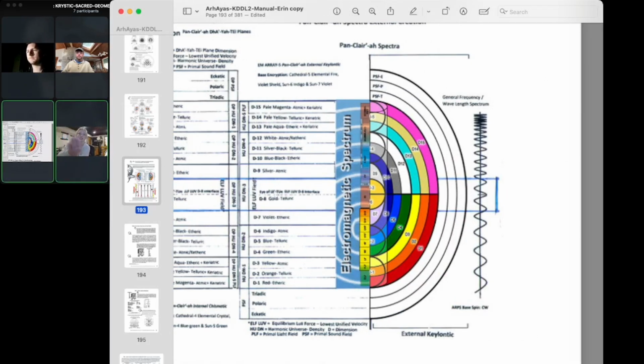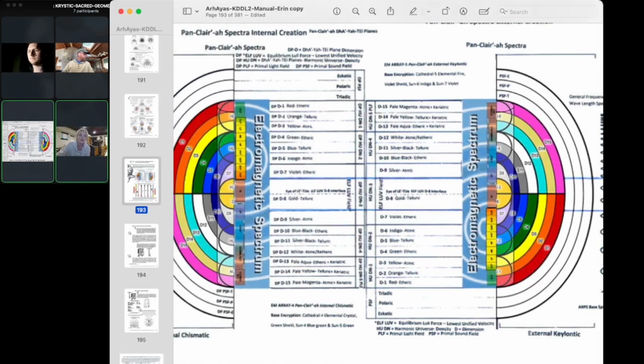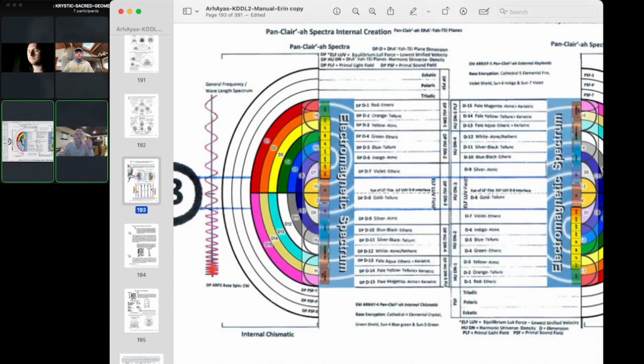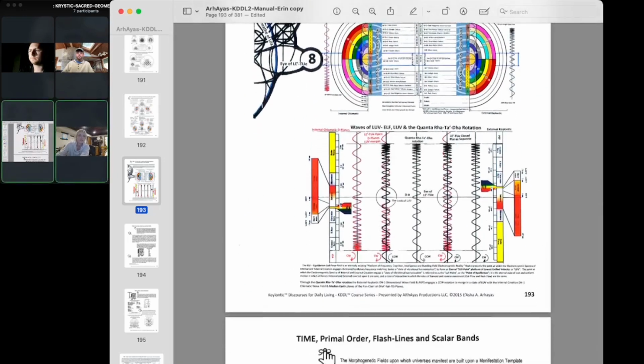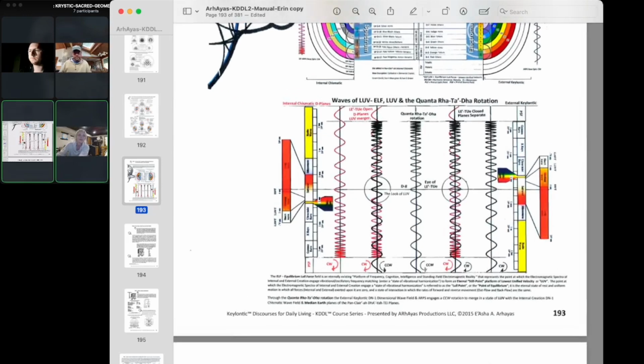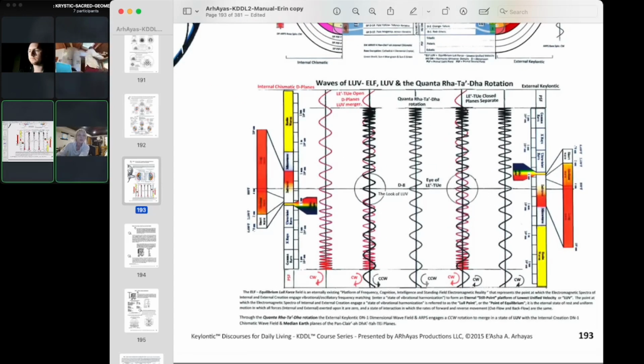So when you put them on top of each other, it's this section here in the center where you find the lowest unified velocity. This is the point where they're the same. Does that make sense? Yeah. And so that's how we make this connection point here at the center. That's what this little graph down here is showing. The waves of the elf love, the waves of love elf, love, and the quanta retata rotation.